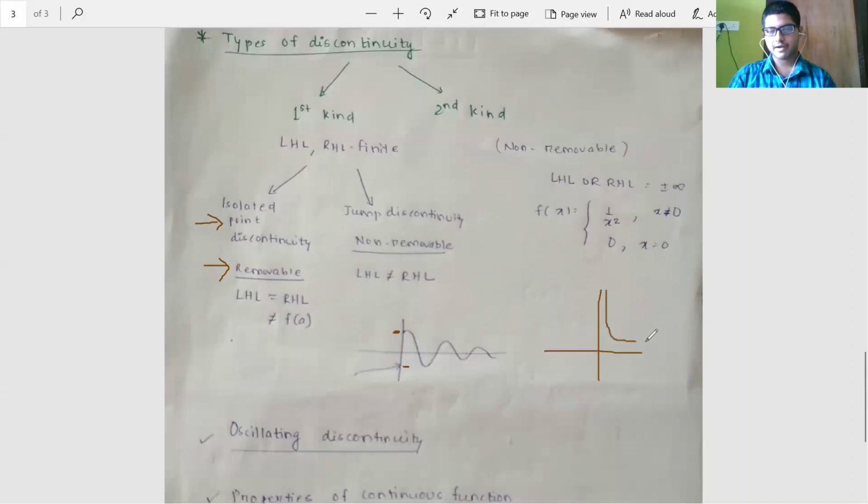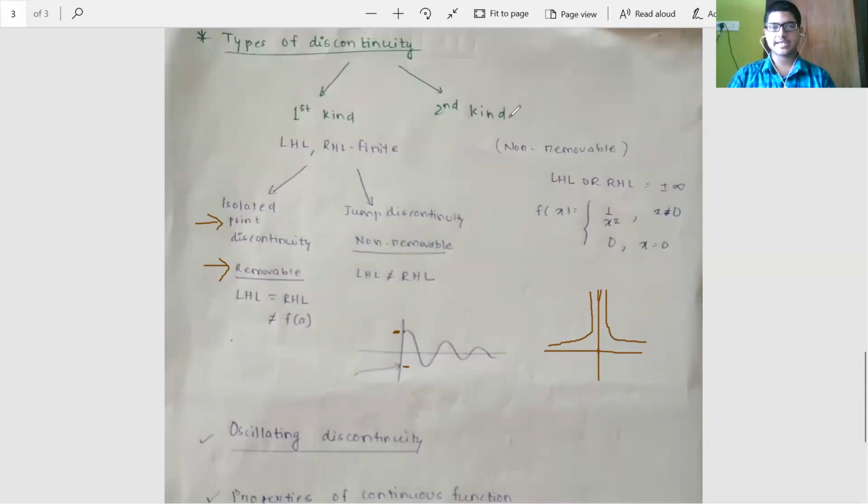So this is the graph of 1 by x square. We have covered it in the graph section. So at 0 it is defined to be 0. We have to comment basically at 0. So 0 belongs to the domain, and at 0 it is also defined. So f of 0 is 0, it is given. But LHL and RHL, either of them or both, doesn't matter, is plus or minus infinity. So this is second kind.